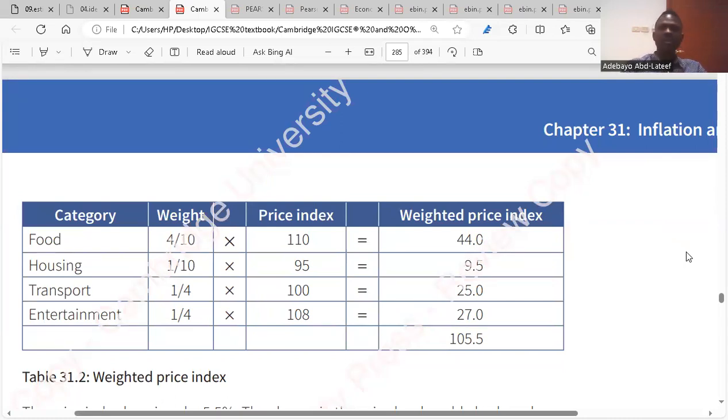Yes, yes. So listen, when you're calculating your weighted price index, hold on please. Sorry.